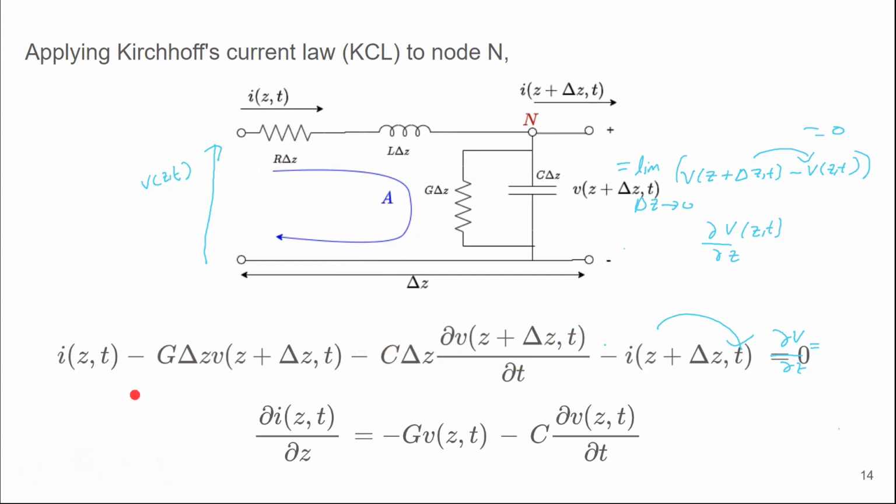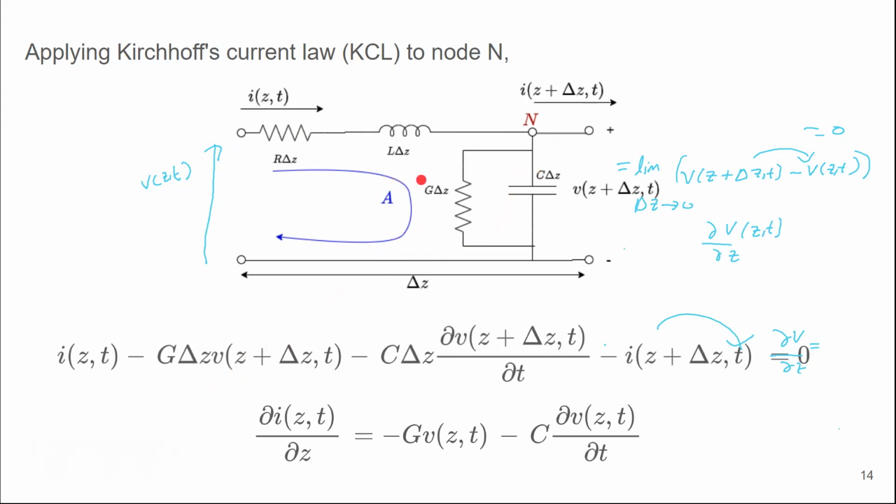Kirchhoff's current law needs to be applied to a node in the circuit. So we can set the total sum of currents reaching a certain node in the circuit to 0. The total current reaching this point in the circuit, we can equate to 0. And using this relationship, we can build an equation between the currents and the voltage in the circuit.